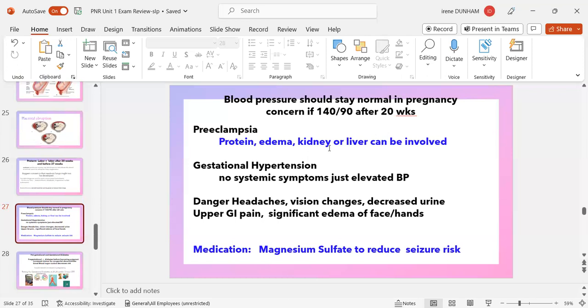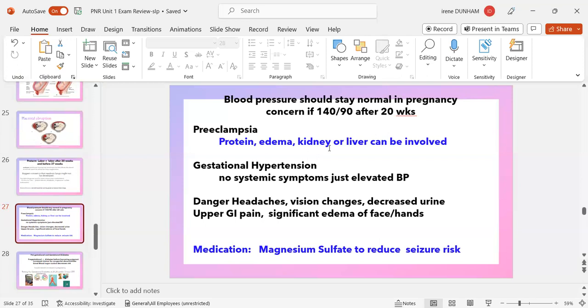Okay, I just didn't know what the normal limit was for the DTR. Okay. You got it? Yeah. Oh, you're welcome. Okay, so again, preeclampsia shows up as protein, edema, kidney, or liver.